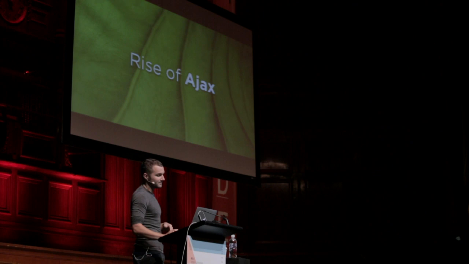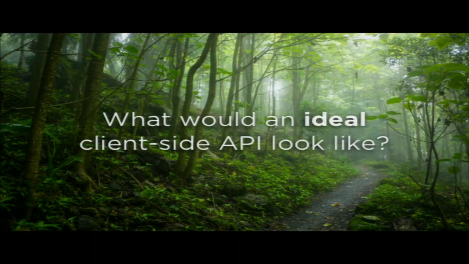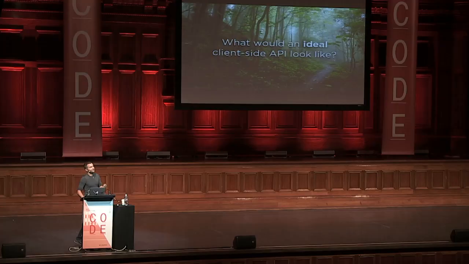So the question that Backbone tries to answer is, what would an ideal client-side API look like? And more importantly, how can you give yourself the ideal client-side API? If you were going to program it in pseudocode in JavaScript, what would be the closest you could get to the intent that you'd like to express?